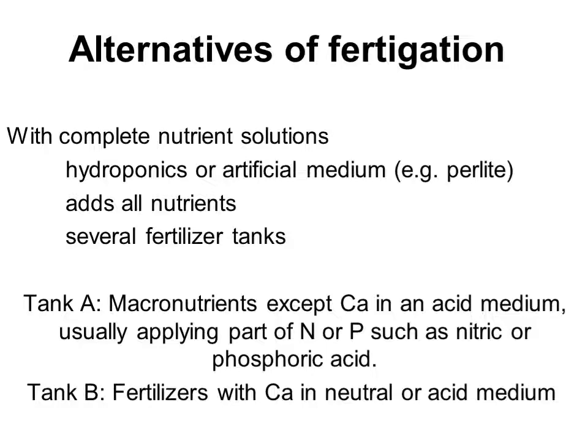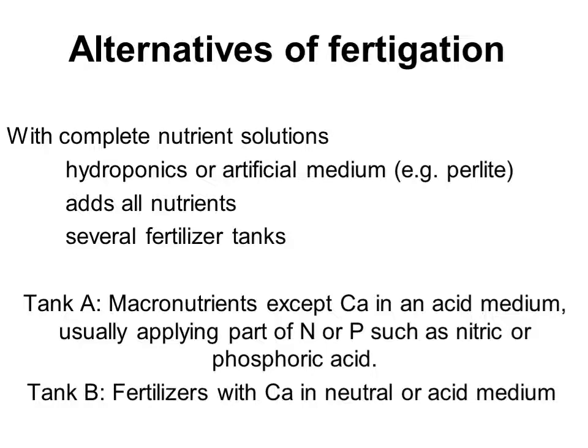For instance, the separation of nutrients between the tanks can have different alternatives, but one alternative is putting in one tank all macronutrients except for calcium in an acid medium, applying part of nitrogen or phosphorus as nitric or phosphoric acid. That will create the acid medium. This would be nitric acid or phosphoric acid. And the second tank will have fertilizers with calcium in a neutral or acid medium.